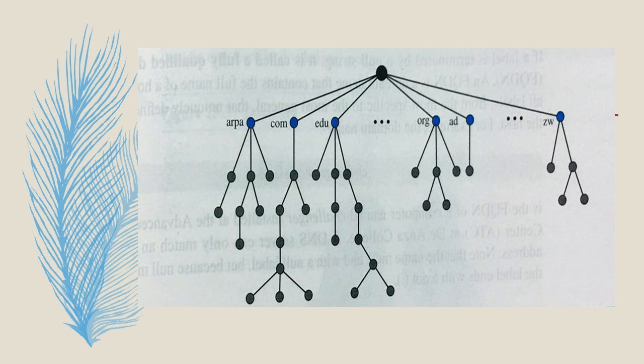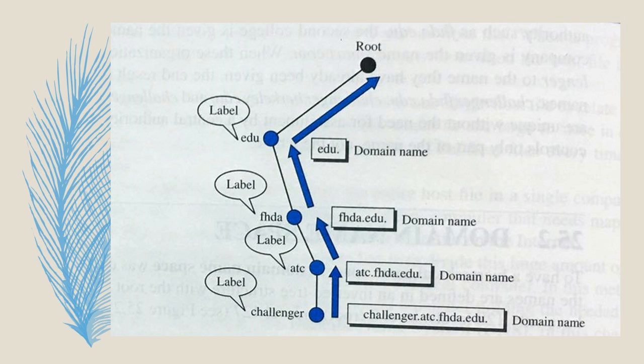The last label is the label of the root, which is null. This means that a full domain name always ends in a null label, which means the last character is a dot because the null string is nothing. The diagram below shows some domain names and also the labels.